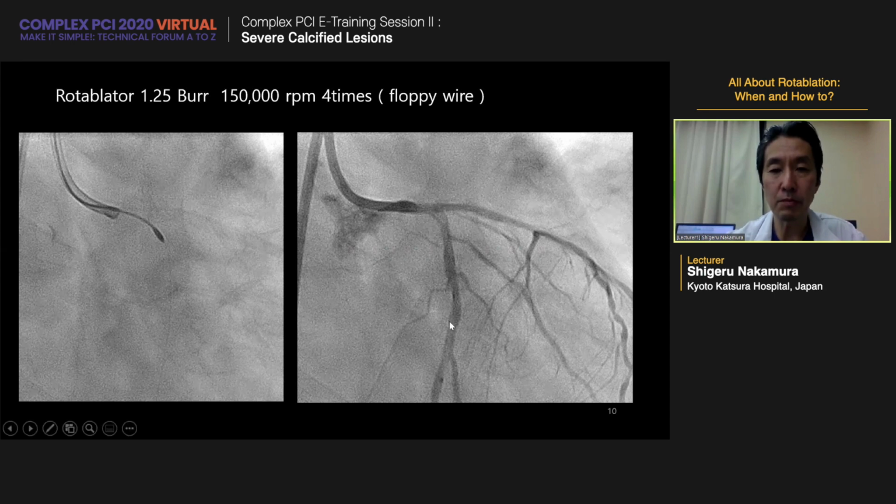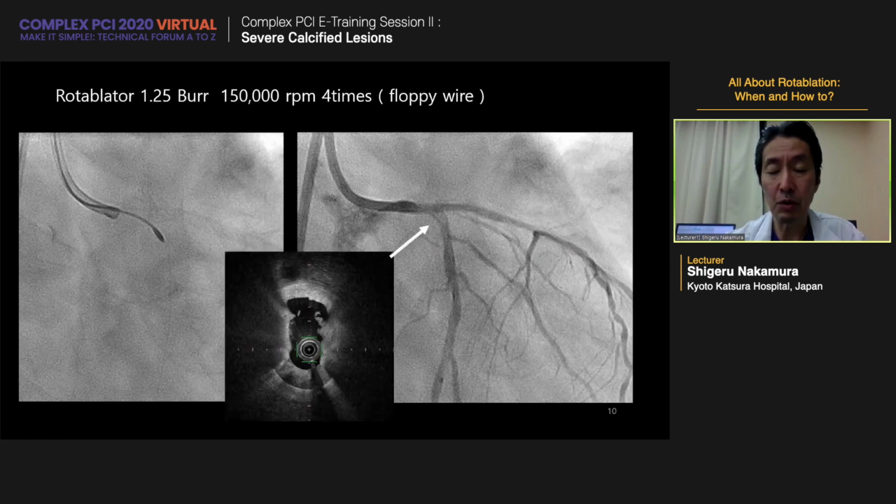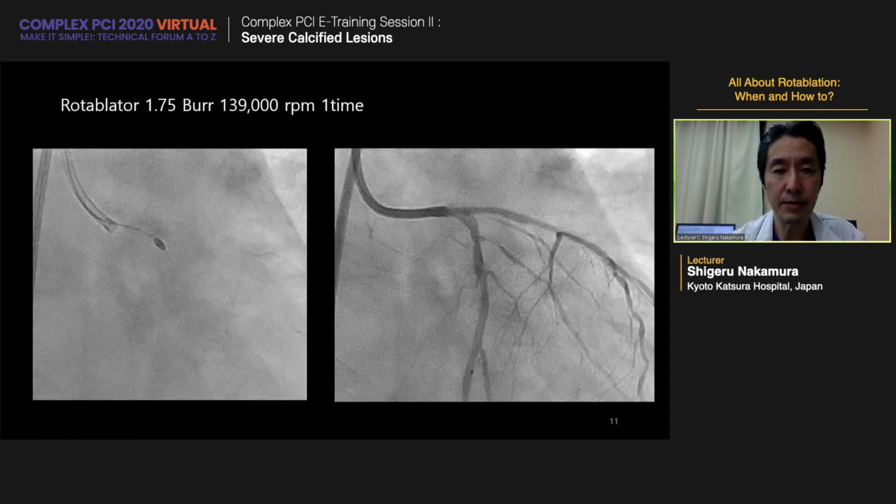This is post rotablation. It looks like a dissection, but when you check the OCT, we can clearly see the calcification is cut here, and the wire is biased to the 6 o'clock, which is a good wire bias. So I sized up to the 1.75. This is the 1.75 burr. This is post 1.75 abrasion.